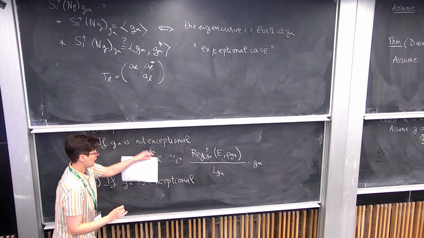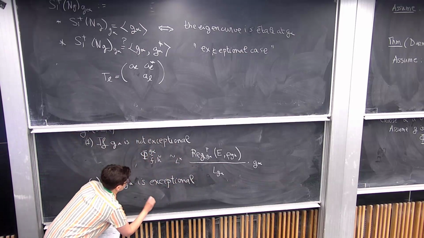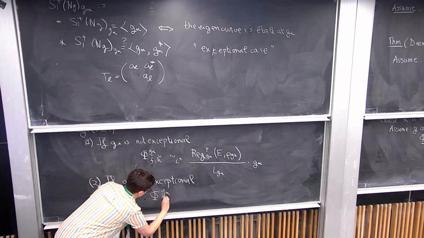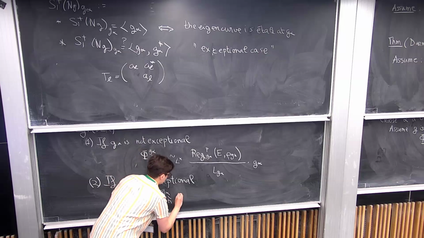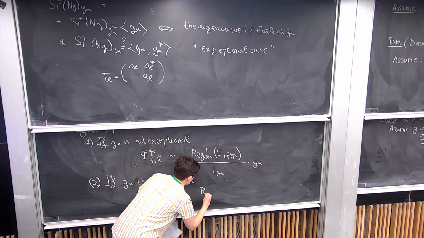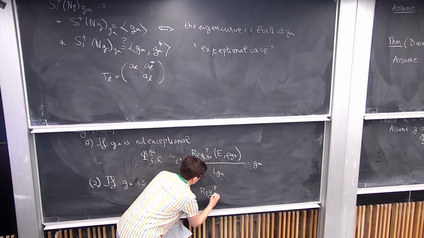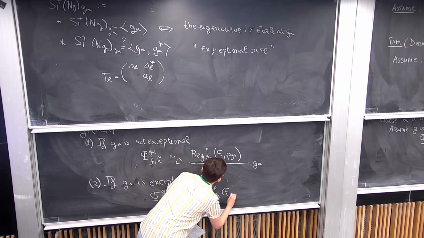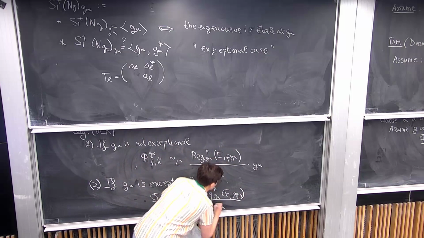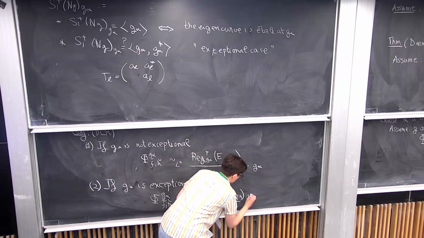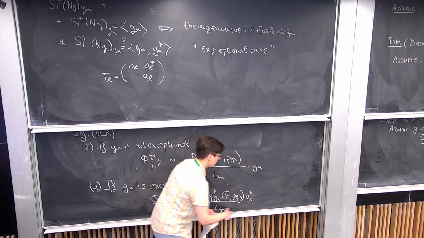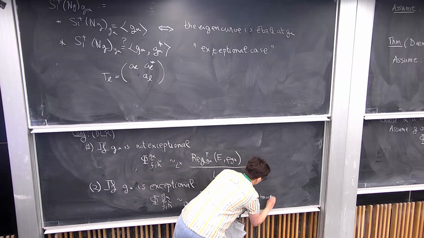Okay. What happens in the exceptional case is that a similar formula is true, except that this is going to be the coefficient of this generalized eigenvector G alpha star, now modulo the actual eigenvector.